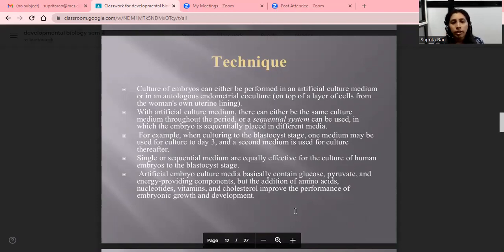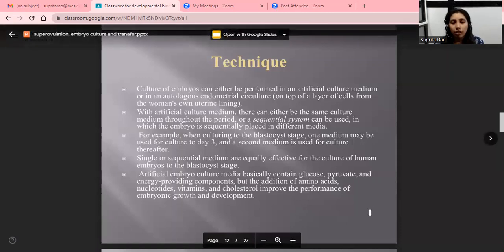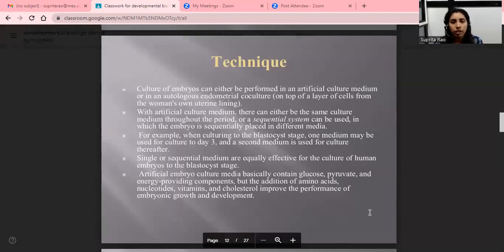From there, they're going to be transferred into another artificial culture medium where they will be allowed to grow until they reach the blastocyst stage, in which they have to be placed back into the uterus so that they get implanted. Before they reach that implantation stage, it is very crucial that we place them back into the uterus, allow them to get implanted, and then continue with the entire gestation period.